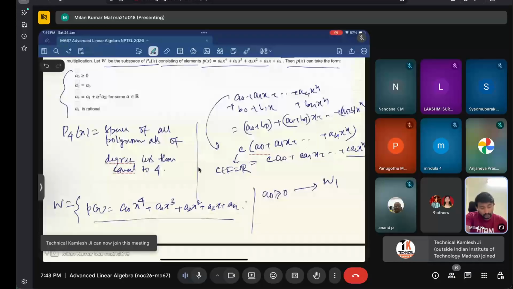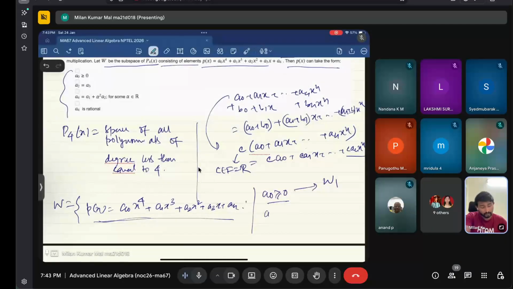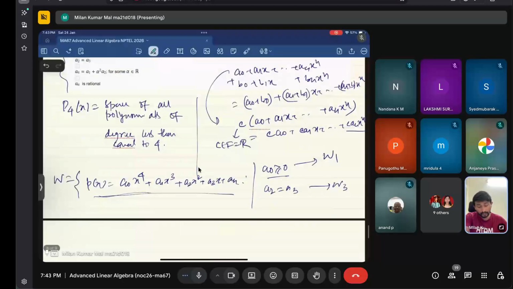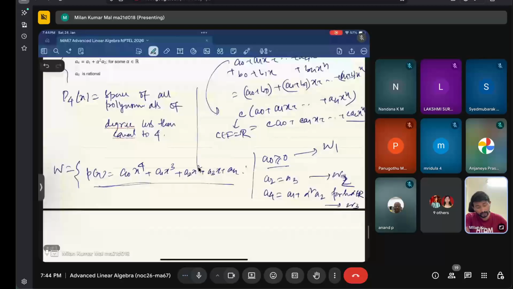I mean, this with this condition W1. If the condition is A2 equals A3, let's consider that is W2. If the condition is only A4 equals A1 plus alpha square A2 for some alpha belonging to the real numbers, call it W3. And if the condition is that A4 is rational, call it W4.